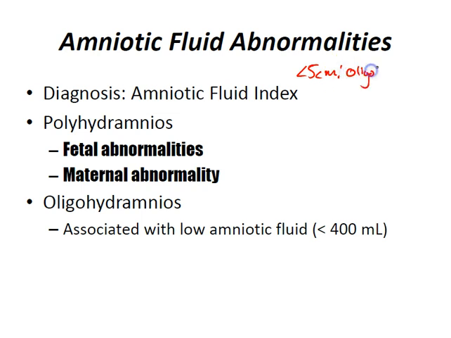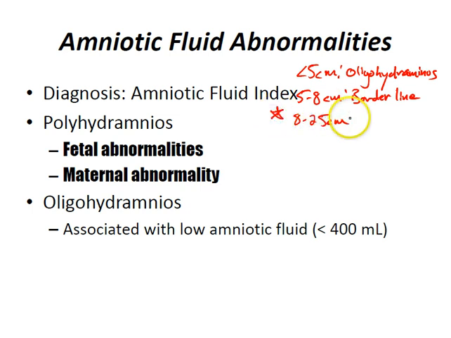is oligohydramnios. Five to eight centimeters is borderline. Eight to 25 centimeters is normal. And greater than 25 centimeters would be what? Polyhydramnios.